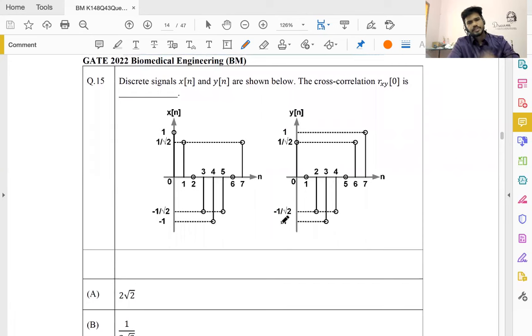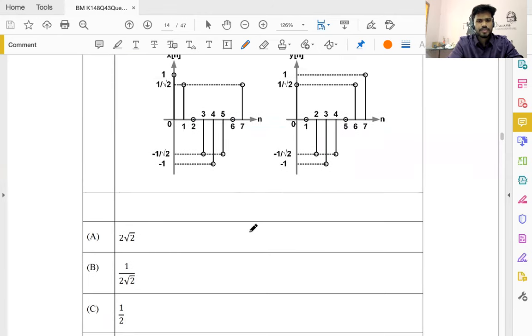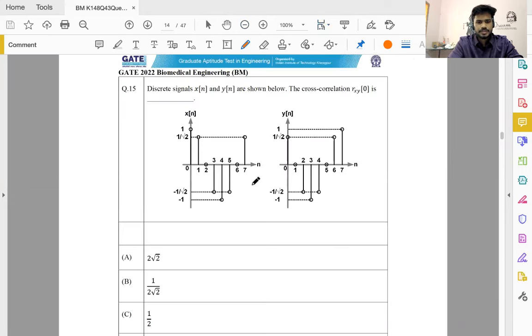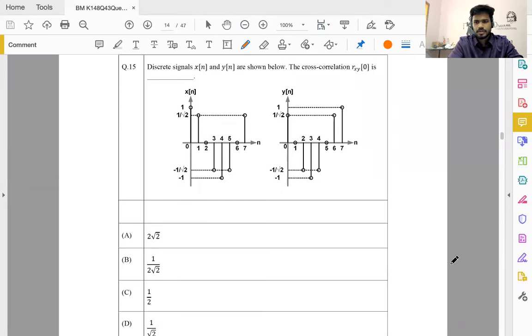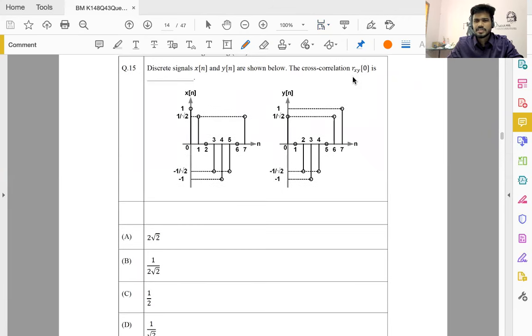Discrete signals x of n, y of n are shown below. Cross correlation r_xy is 0. Any of you tried this question? I had issues with this question. Okay, let me quickly do what I know as cross correlation, and this is the 0th term. That is, take this function, take this function without any delay, multiply and add. Okay, that is the definition of cross correlation that I know of.